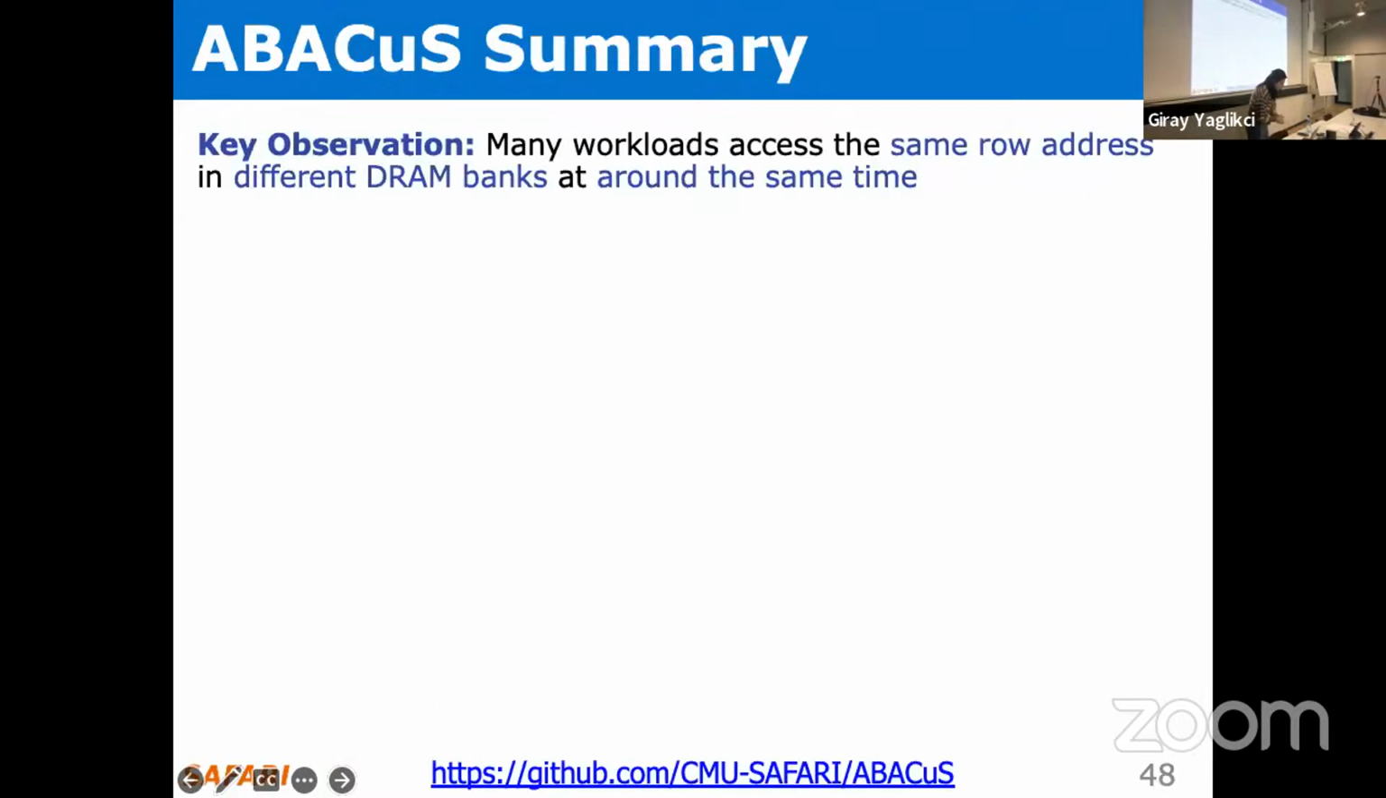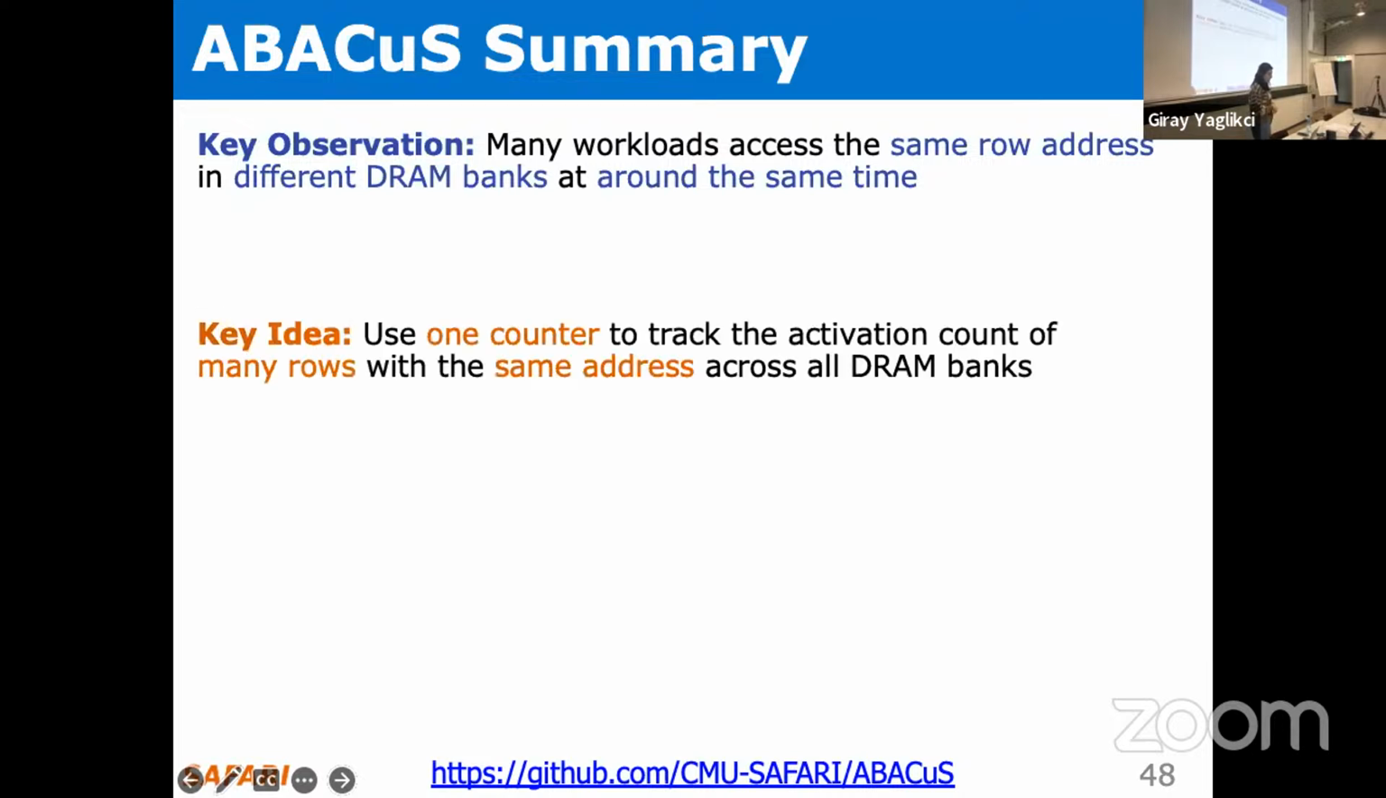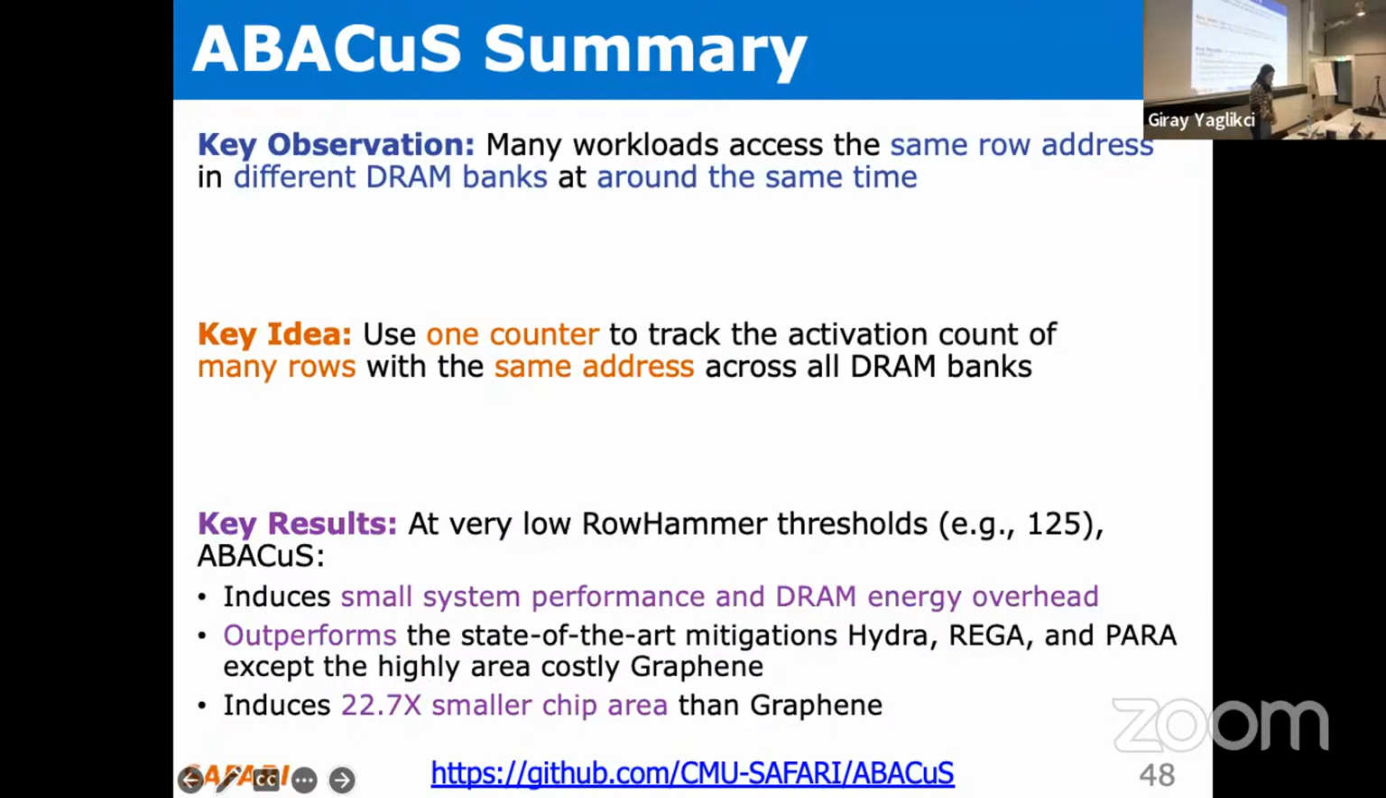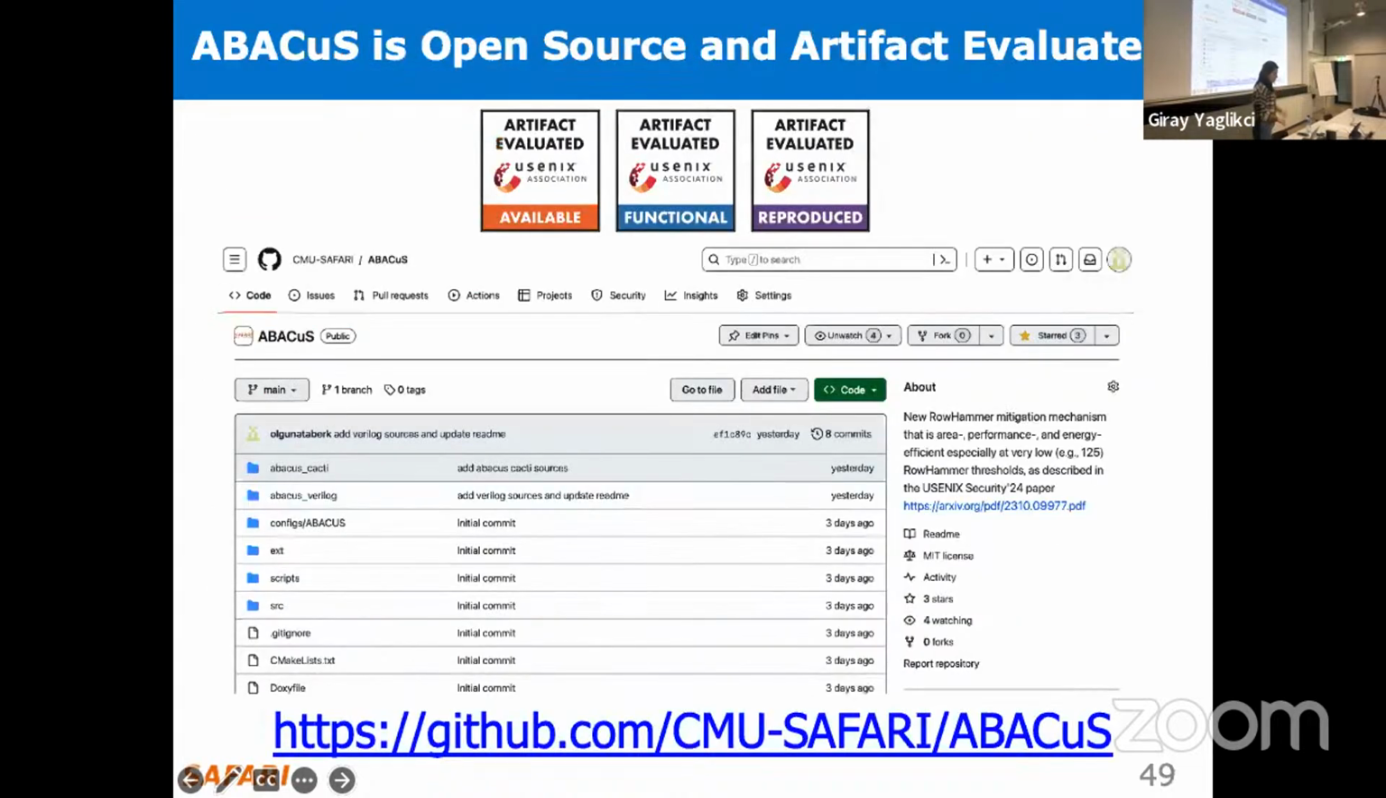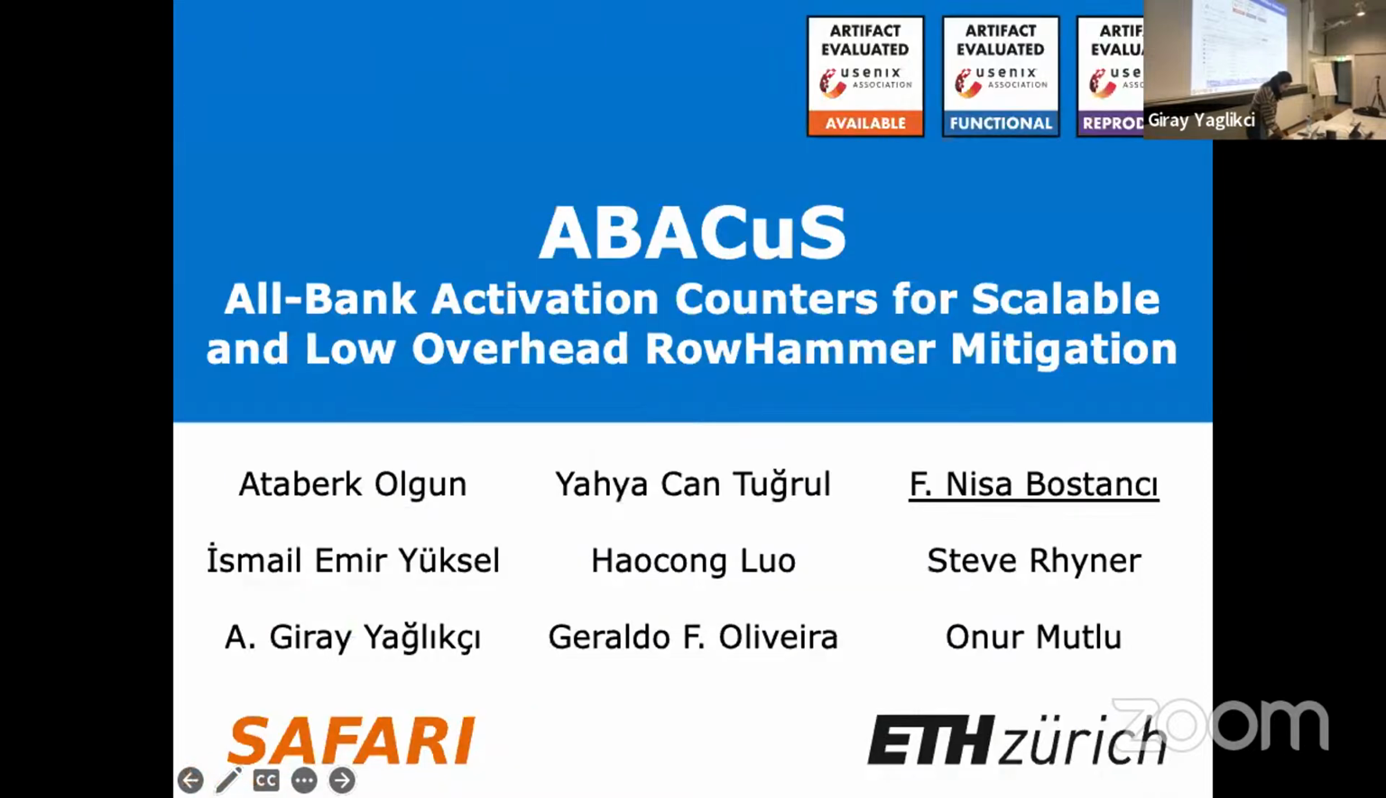And let me conclude my talk. So based on the key observation that many workloads access the same row address in different DRAM banks at around the same time, we developed Abacus, which uses one counter to track the activation count of many rows with the same address across all DRAM banks. And our results show that Abacus induces small performance and DRAM energy overheads at very low RowHammer thresholds, and it outperforms state-of-the-art mitigation techniques. Abacus is also open source and artifact evaluated, and you can check this link and test it.